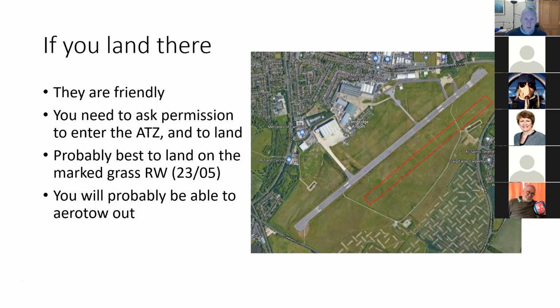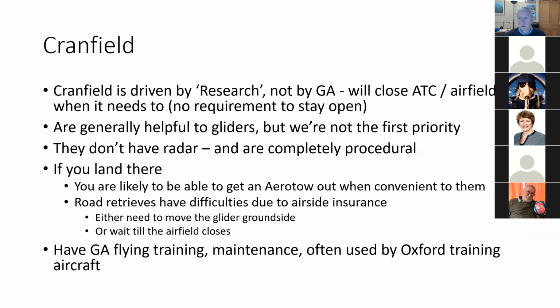Okay. All right. Back to Cranfield. We good on that? Okay. Cranfield don't have radar. They're completely procedural, which is slightly problematic because they are quite busy. If you land there, you're likely to be able to get Naruto out when it's convenient to them.